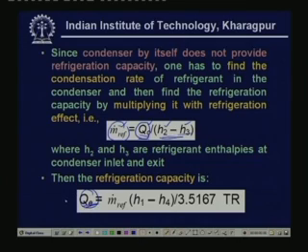Finally we need the refrigeration capacity, Qe, which is equal to m dot ref, the condensation rate in the condenser, multiplied by (h1 minus h4), where h1 minus h4 is the refrigeration effect. h1 and h4 are the exit and inlet enthalpies of the refrigerant. We are dividing this by 3.5167 because here all the refrigeration capacities are expressed in tons of refrigeration. The units of mass flow rate should be kg per second and the units of enthalpy should be kilojoule per kg.